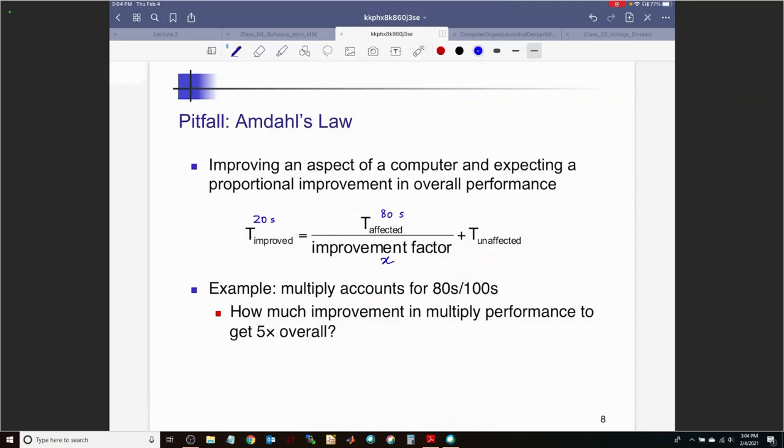How much time is unaffected? Well, if I have 100 seconds total, 80 seconds I'm improving, 20 seconds is unaffected, right? So this would be 20. So if I plug this in, I get what? 20 equals 80 divided by X plus 20. What is X? You guys see that? 0. Yep. Which means you can't do it.